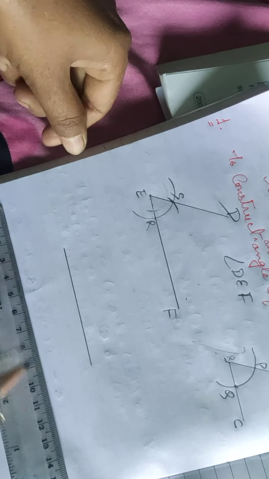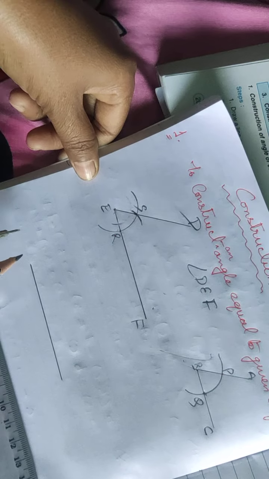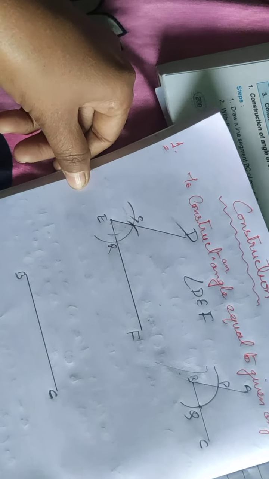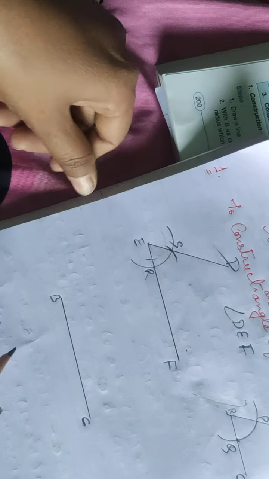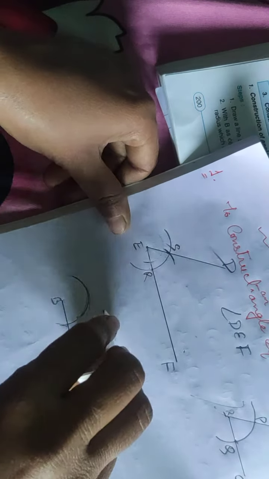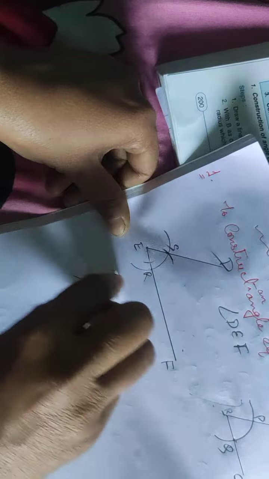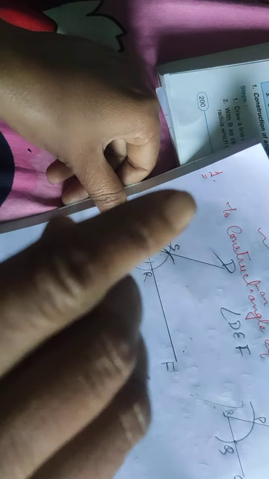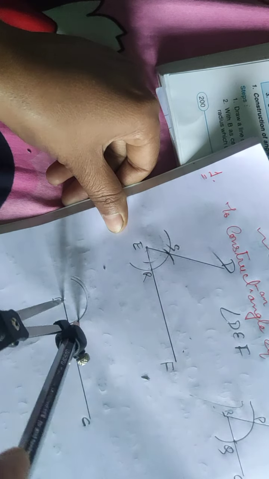Now you write here the names B and C. Take B as a center and draw an arc of any suitable radius you can take, without moving. Make sure, children, don't do overwriting here. By mistake if there is overwriting, you just erase it, don't do overwriting. Construction should be neat and clean.